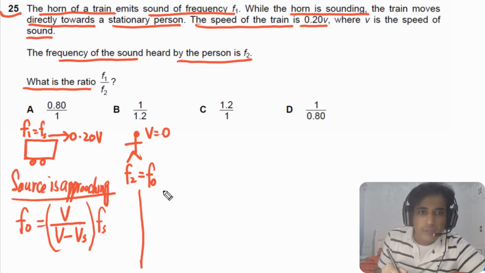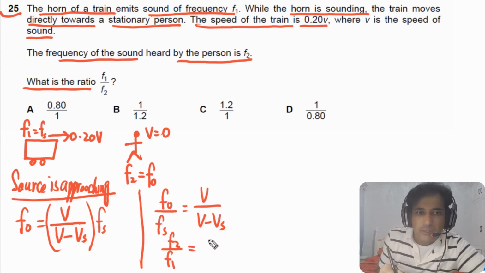Now we can rearrange this one. We can write down f naught by fs. This will be equal to v over v minus vs. Now simply we need to plug in values. f naught, the observed frequency, is equal to f2, and fs is equal to f1. And this is equal to v over v minus the speed of the source, which is 0.20 v. The speed of the wave is v.